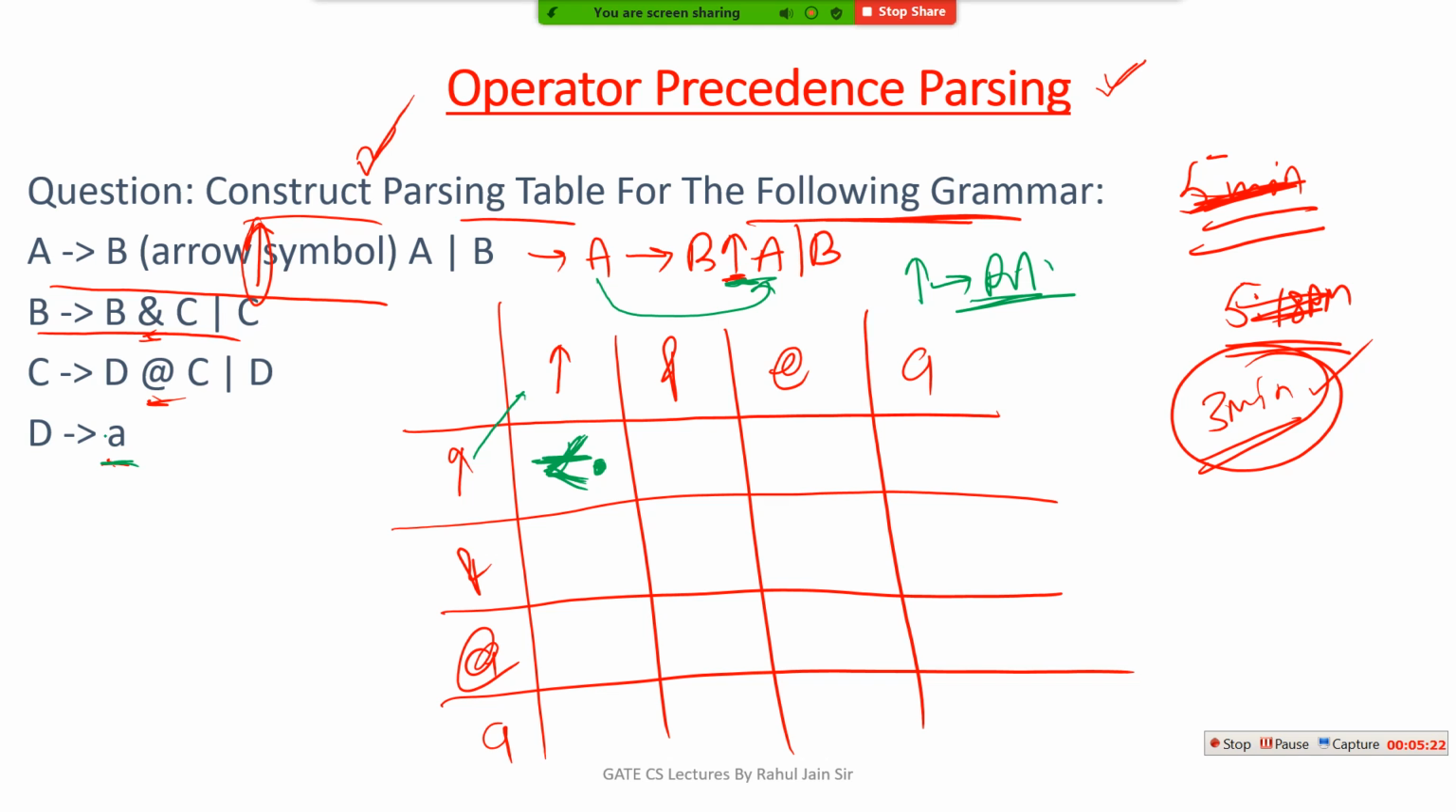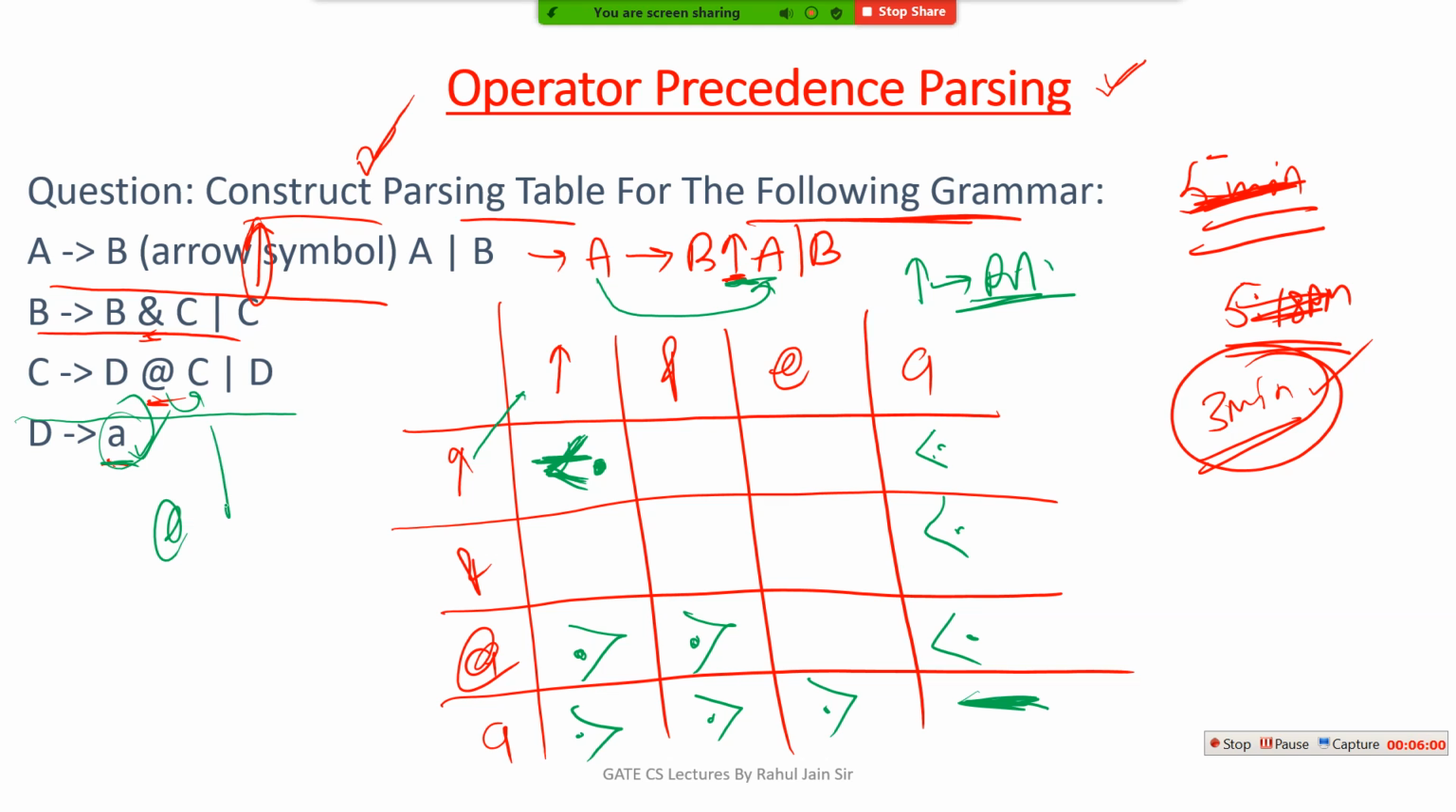Now you see that A is on the lowest side, so it will have the highest precedence. Only A alone is there, so no comparison will be there for A. Now if we go with at the rate, it is the second symbol which has higher precedence, so I can write that it has higher precedence than dollar. At the rate is again right associative.